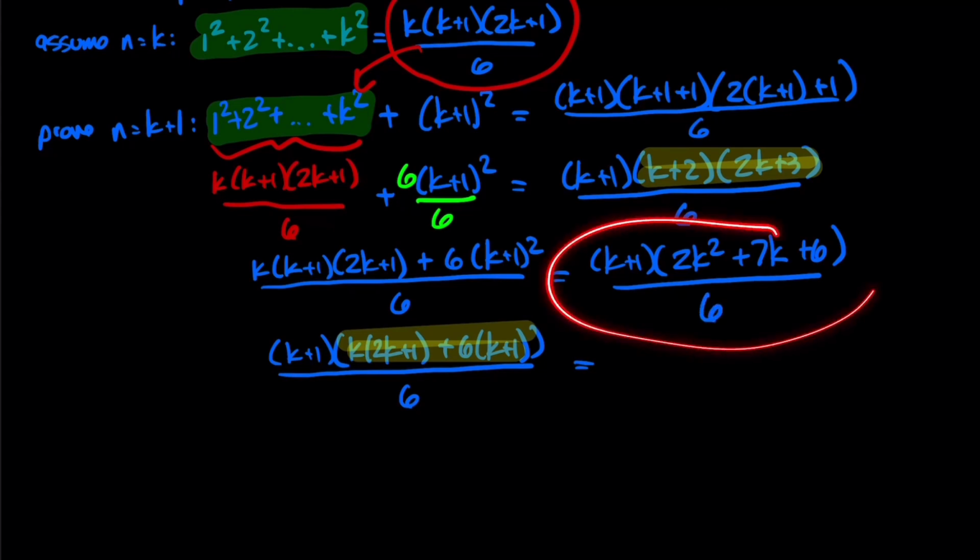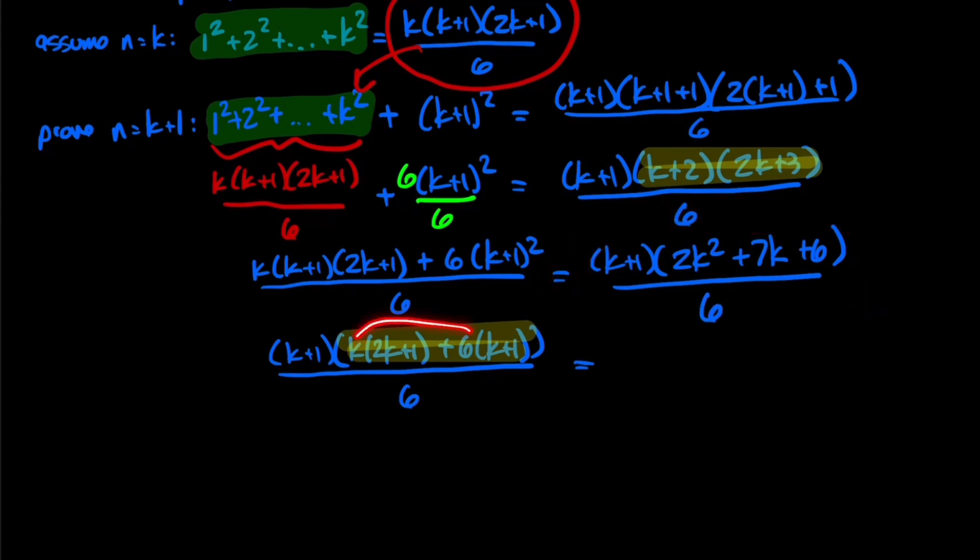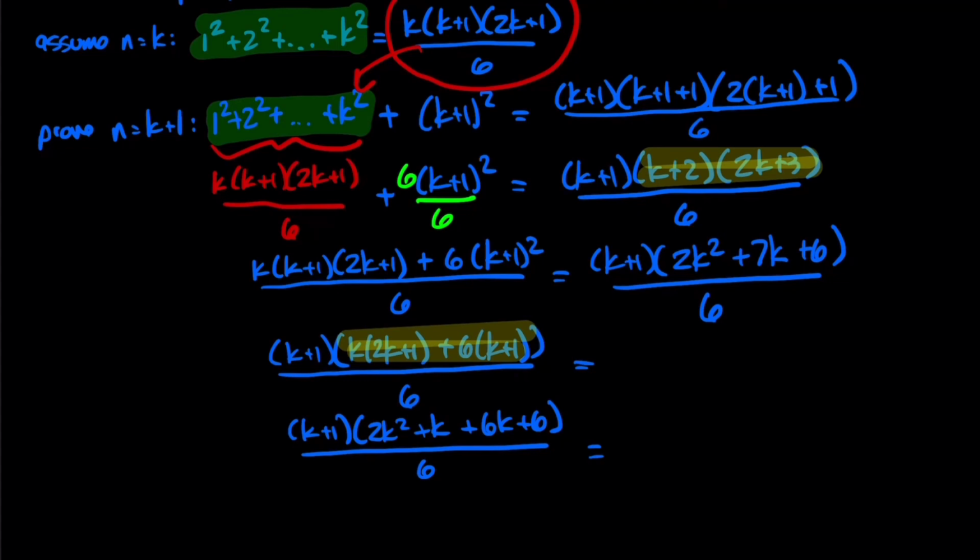So this is as far as I'm going to take that expression. I just now need to get this to equal that trinomial. And like I said, it's pretty straightforward. 2 steps and I'm done. k plus 1 times 2k squared plus k plus 6k plus 6 all over 6. And then one more. I'm just going to combine those like terms right there. So that's k plus 1 times 2k squared plus 7k plus 6 all over 6. And that's exactly what we have over there. And we're done.